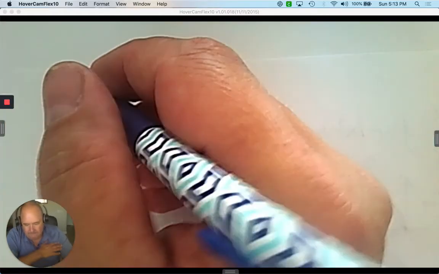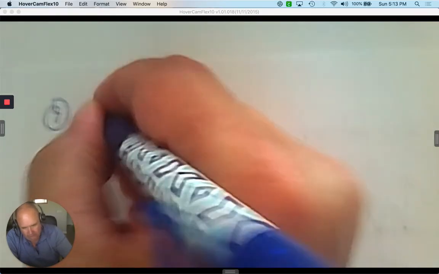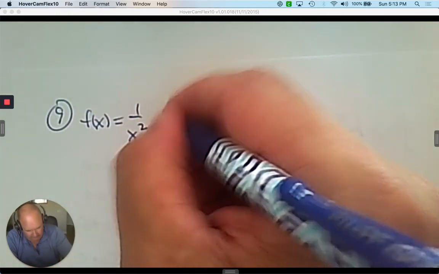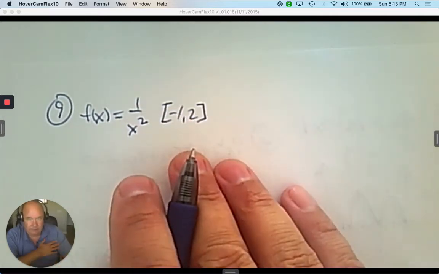What number is that? Number 9. In number 9, it says, can the mean value theorem be applied? If so, find it, and so on. So we have 1 over x squared from -1 to 2. Does the mean value theorem apply?